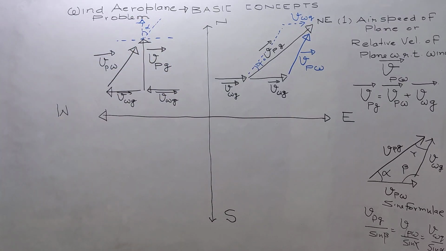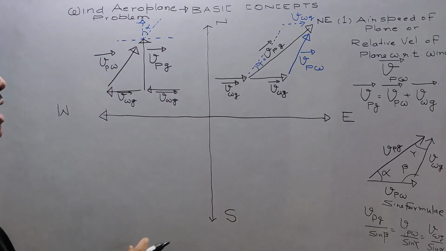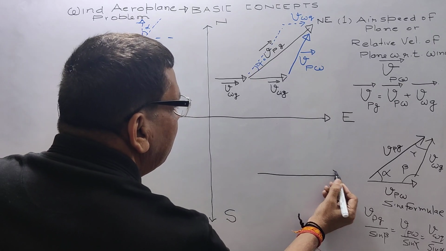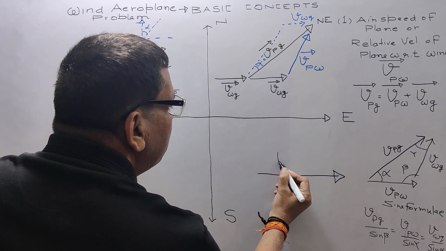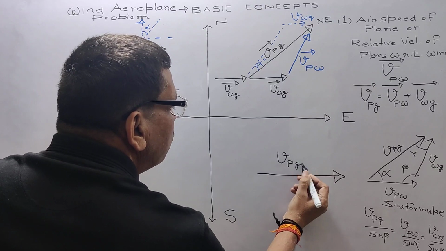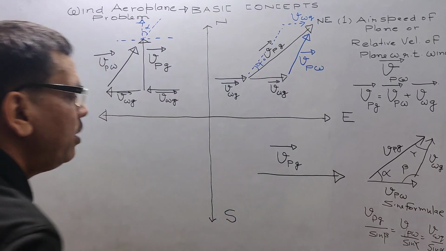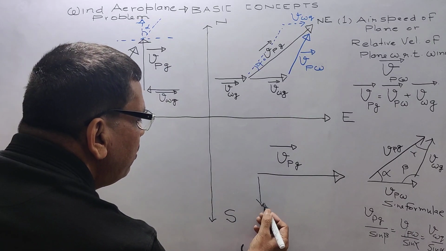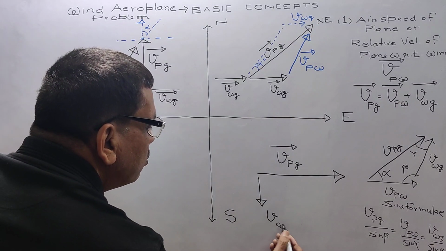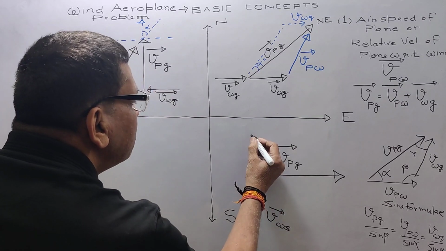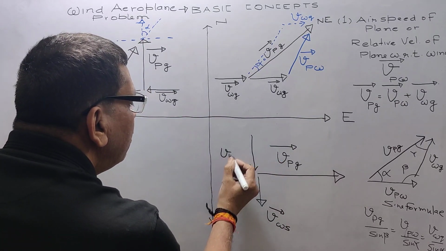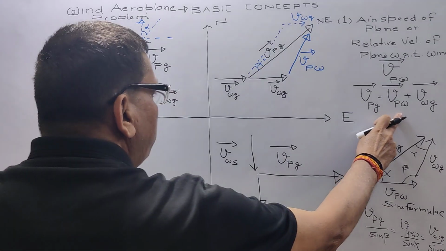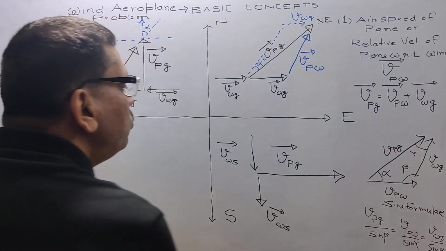Now let us take one more example. Suppose a plane has to land in the eastward direction. Then this will be representing the velocity of the plane with respect to ground, right? And wind is blowing towards south. This may be the direction of wind towards south. Now the sum of these two, VPW plus VWG, is VPG.